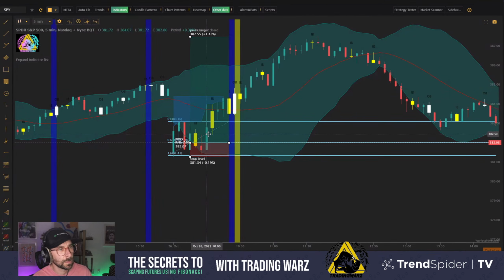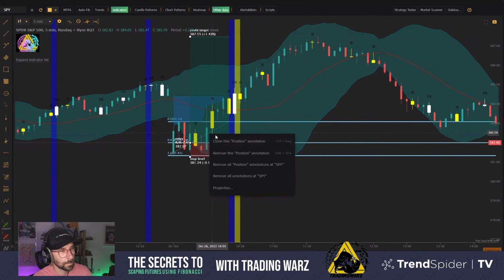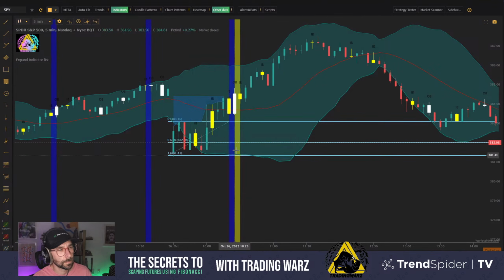So why is that important? Why is that risk to reward tool important? Because if you take 100 trades and you go for 2-to-1 risk to reward, you only need to win 34 out of 100 trades to make a profit, right? And that's why I love the Fibonacci, because the risk to reward is built in.